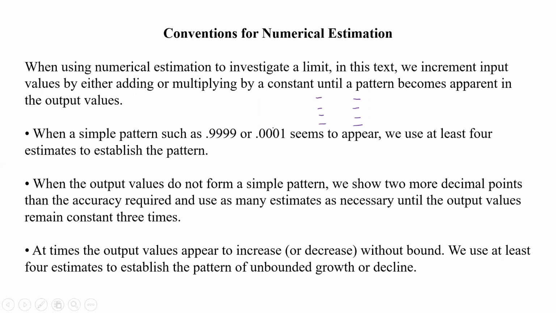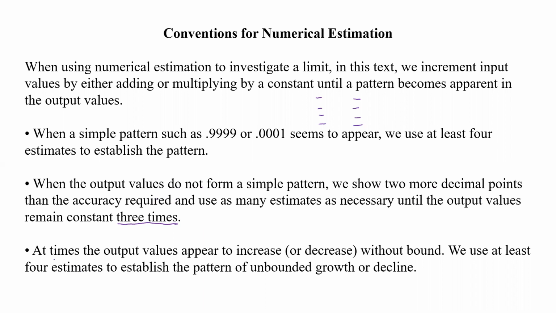Now, when the output values do not form a simple pattern, they're just jumping all over maybe, what we're going to do is we're going to show 2 more decimal places than the accuracy required. So say we want it to the ones digit, then we'll put 2 decimal places after that, okay? And then we're going to use as many estimates as necessary until the output values remain constant for 3 times. So it has to be 3 times the same, and then we can stop.